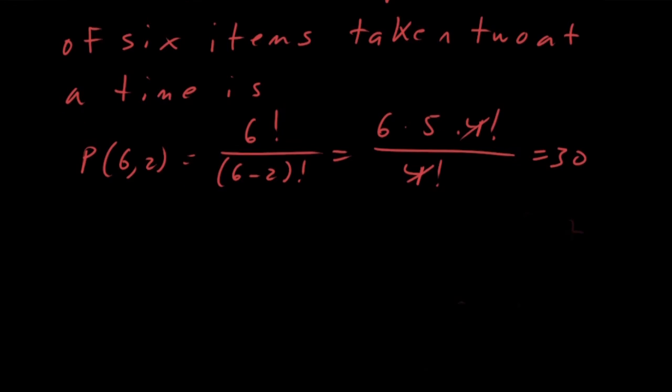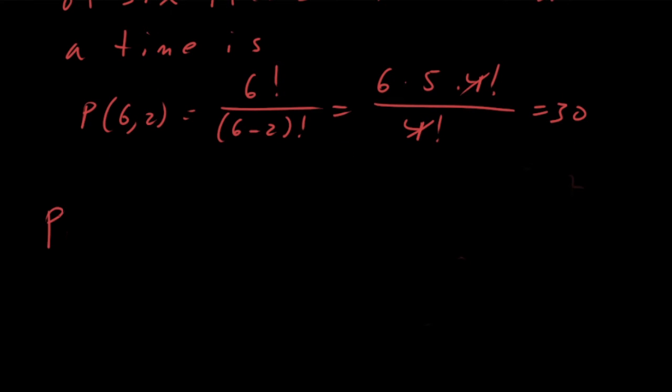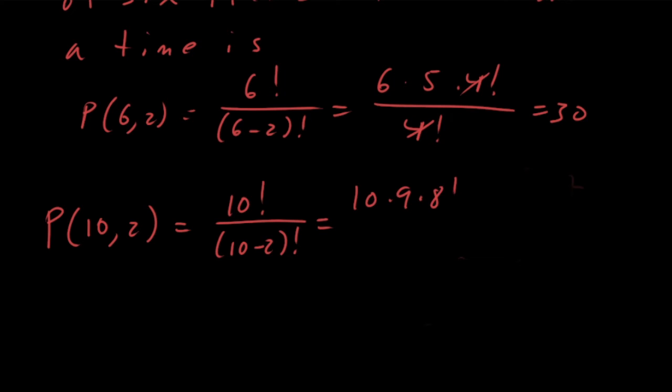All right. So now let's just do an example of a computation. 10 permutations taken 2 at a time. This will be 10 factorial over 10 minus 2 factorial. So this is going to be 10 times 9 times 8 factorial over 8 factorial. These will cancel, and then you'll be left with 90.